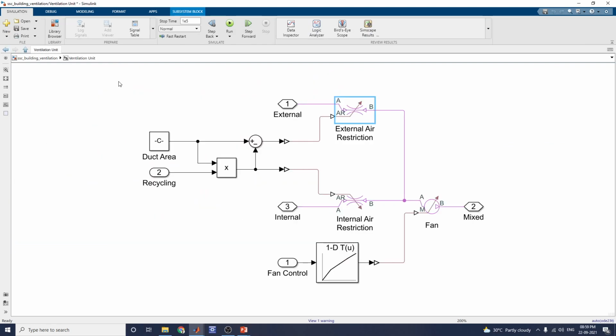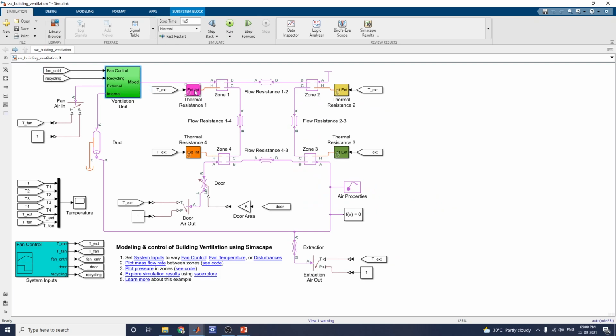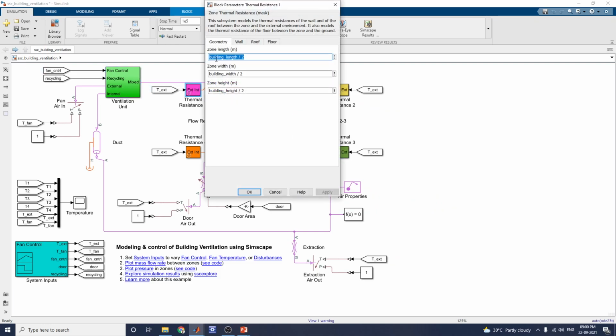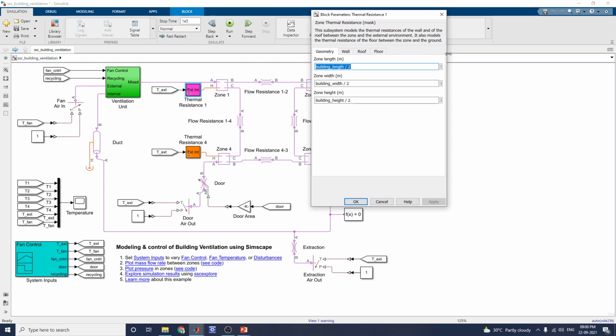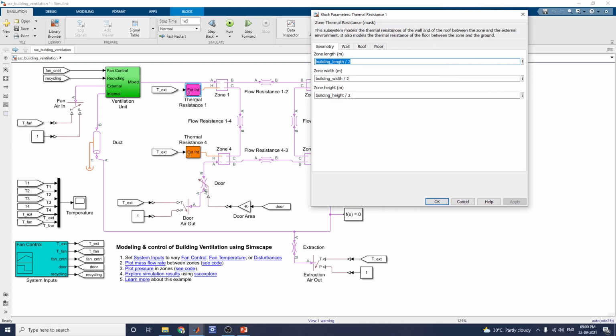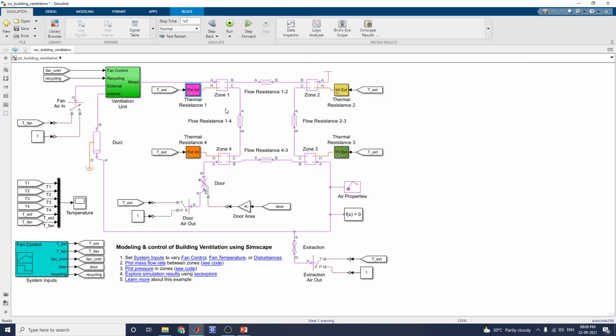Here this is a ventilation unit. The ventilation unit is developed with the local restriction block available in Simscape. Here external air restriction and internal air restriction blocks are involved. Here the next one is the thermal resistance subsystem. This thermal resistance subsystem is modeled with zone thermal resistance. This subsystem models the thermal resistance of the wall and of the roof between the zone and also the external environment. It also models thermal resistance of the floor between the zone and the ground. This is for each and every thermal resistance block, thermal resistance 2, 3, 4.